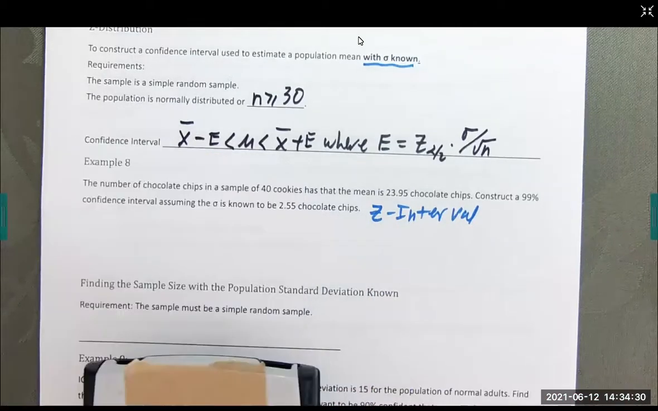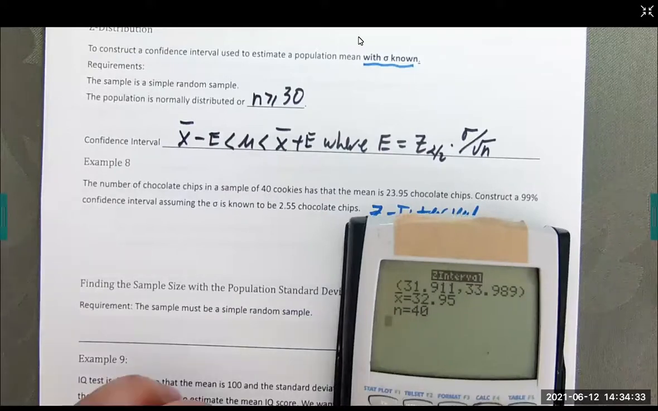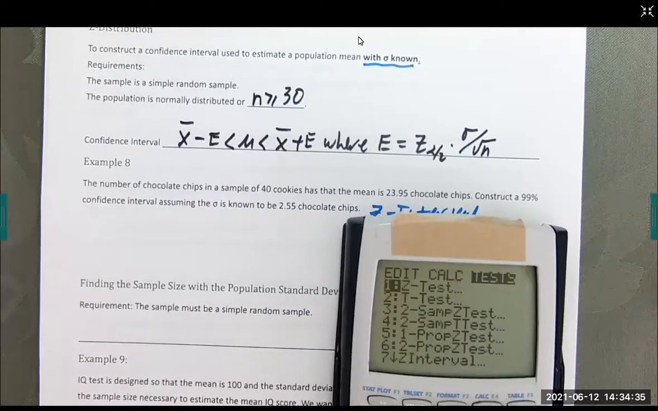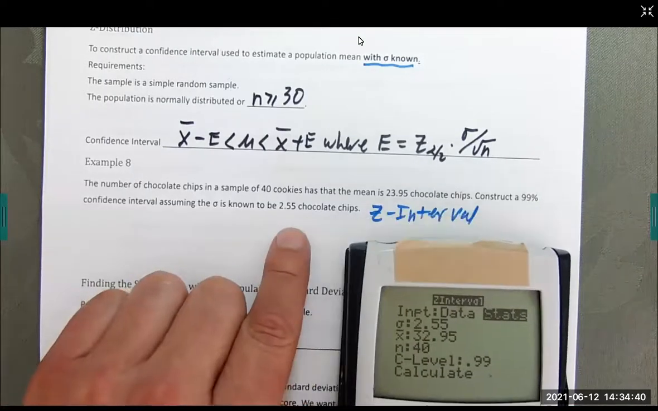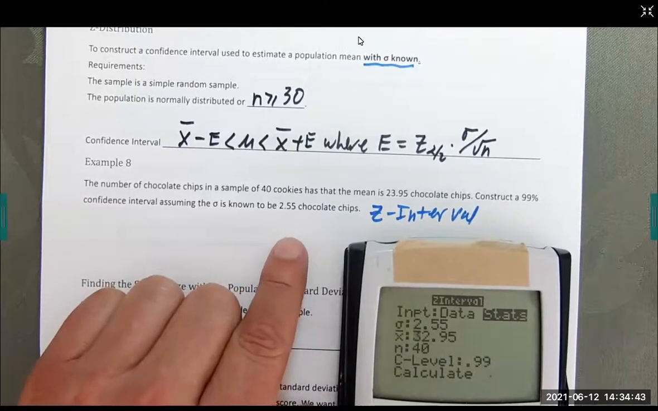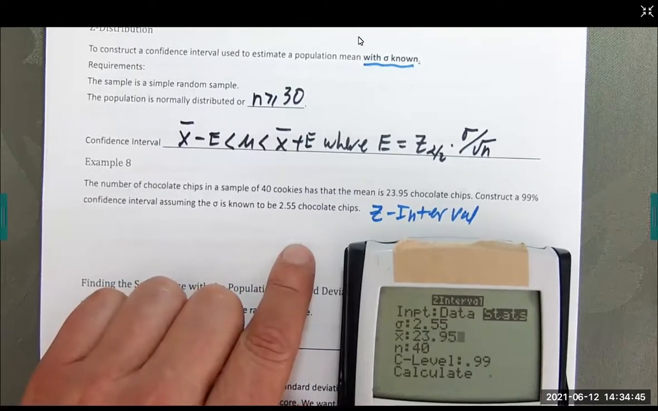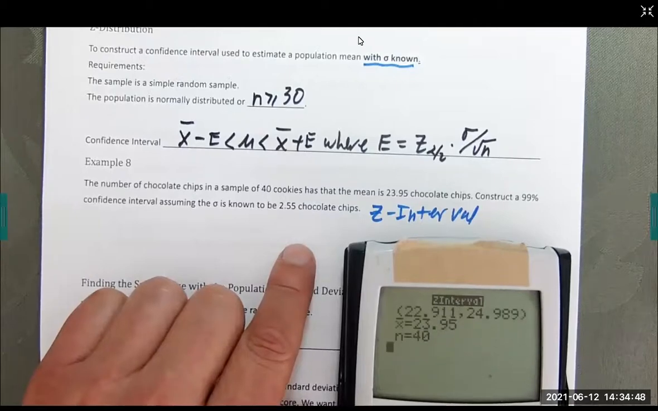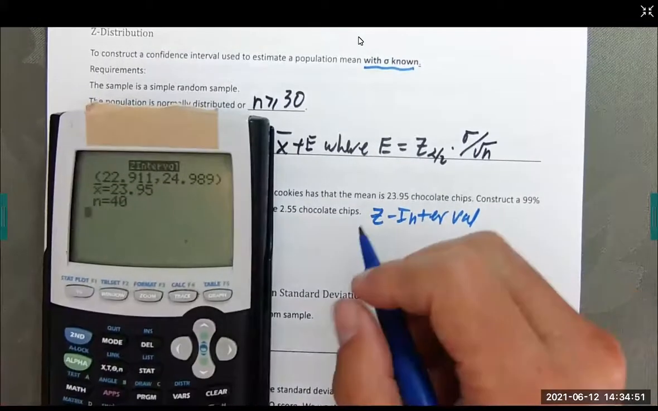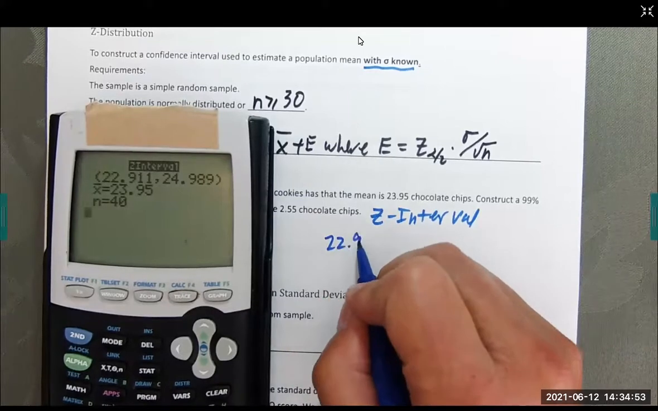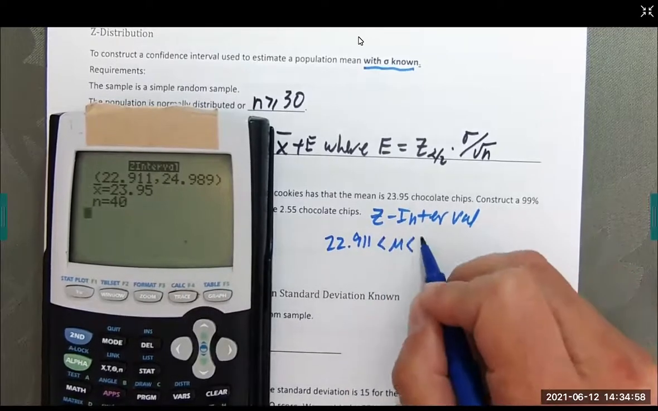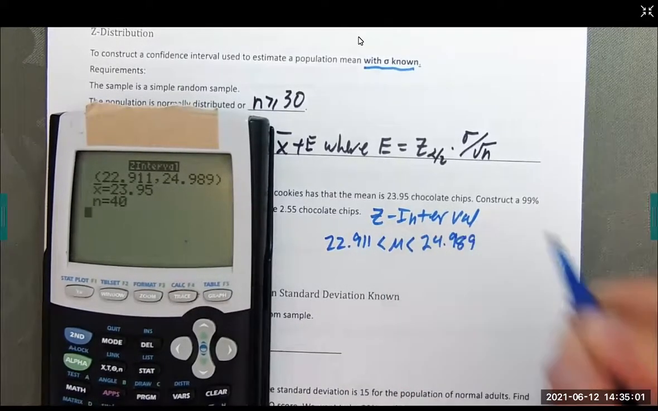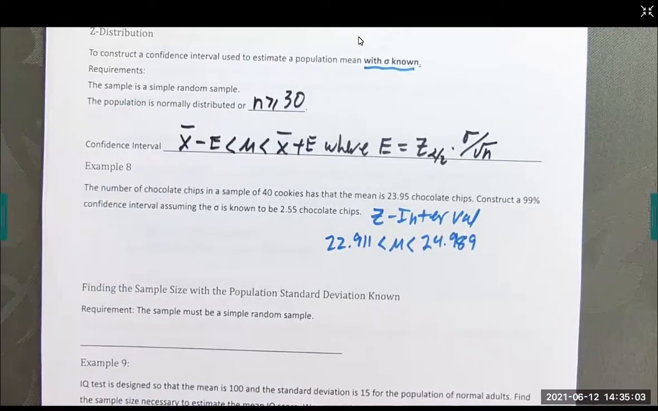I'm going to double check my numbers. 2.55. The mean. Oops, that is not the mean. Oh, I mixed it up. 23.95. Better. All right. So the confidence interval is 22.911 to 24.98. Pretty easy stuff with the technology.